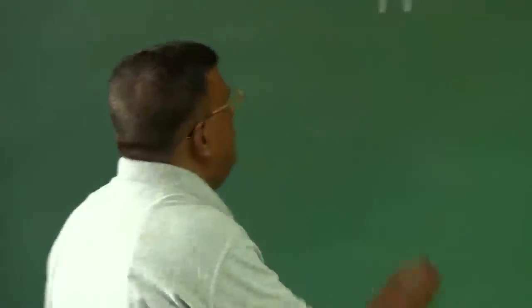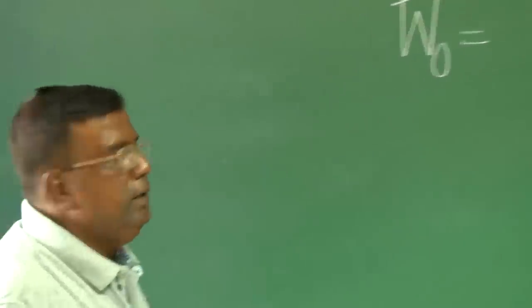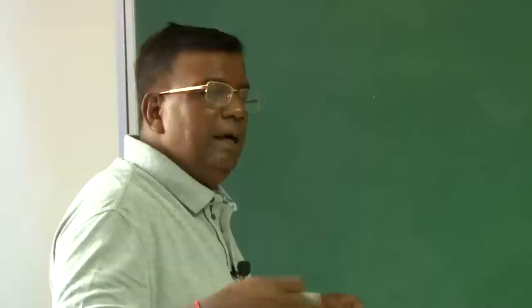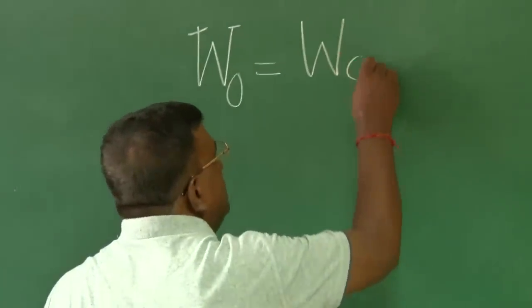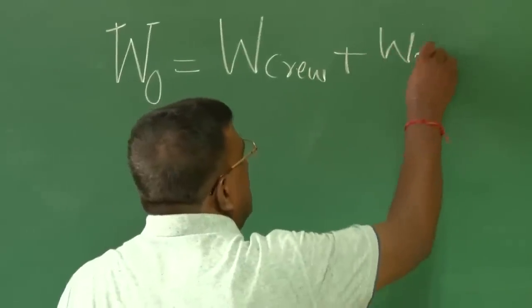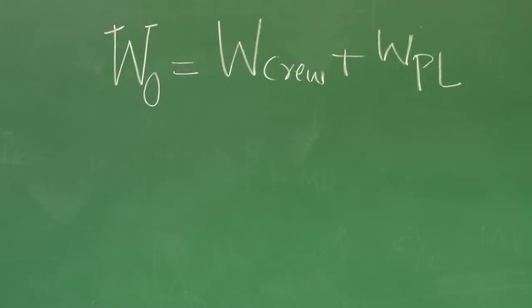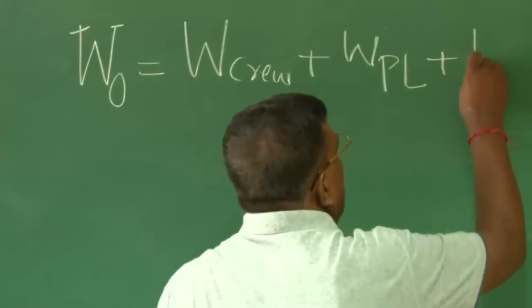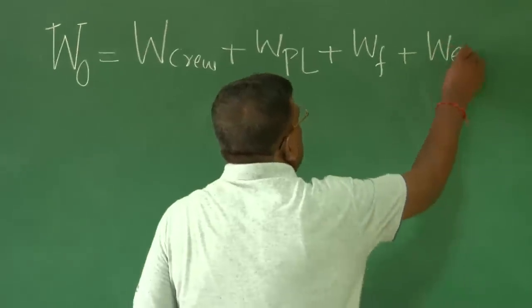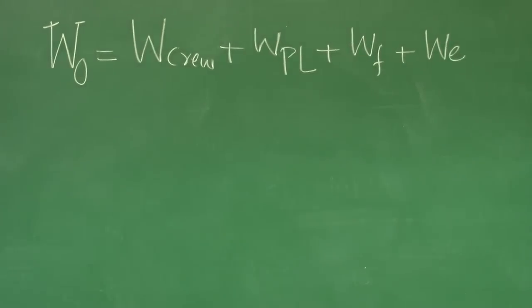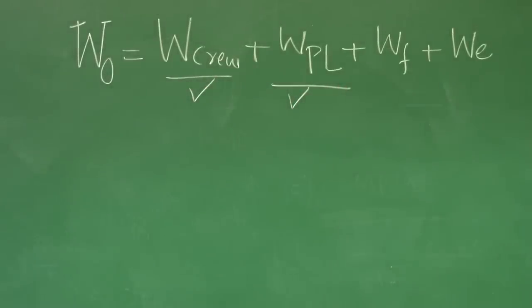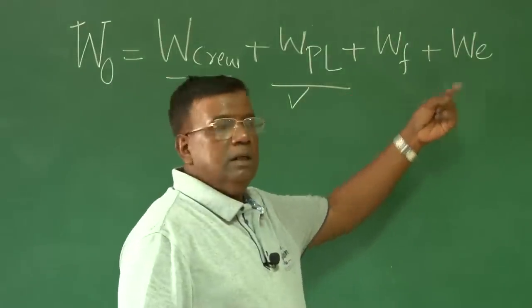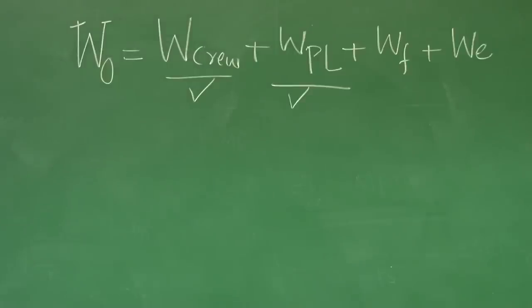For example, if W0 is the gross weight of the airplane, it will be composed of, using what we call the weight build-up method, different components: weight of crew, weight of payload, weight of fuel, and empty weight. Empty weight is very important. Out of these four, the crew and payload weights we know a priori, how many passengers or any other military payload. But WF, the fuel weight, and WE, the empty weight, have to be carefully found out. And there we will be using a lot of historical data.